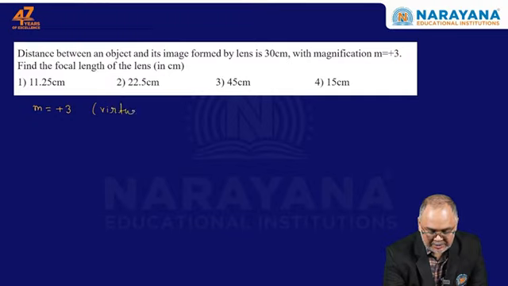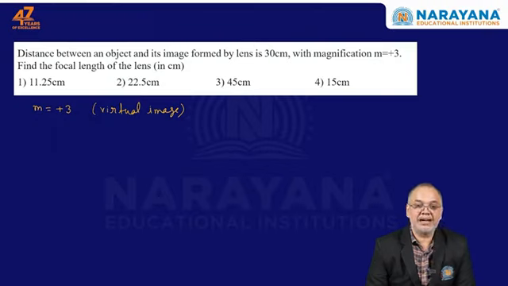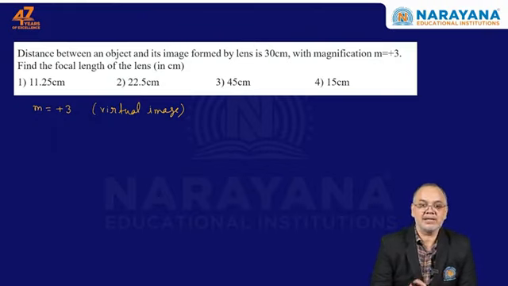So m is equal to plus 3 means virtual image. Now another point, if you see here, the magnification is more than 1. It means the given lens is a convex lens, or you can say a converging lens, because in case of a diverging lens the magnification will be less than 1. So here magnification is more than 1, so we can say it is a converging lens.